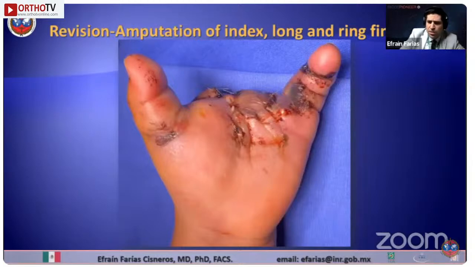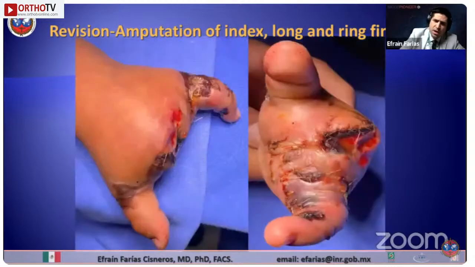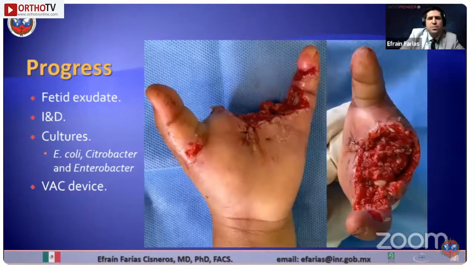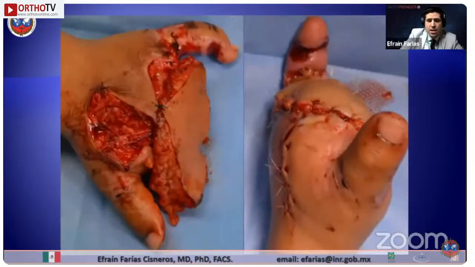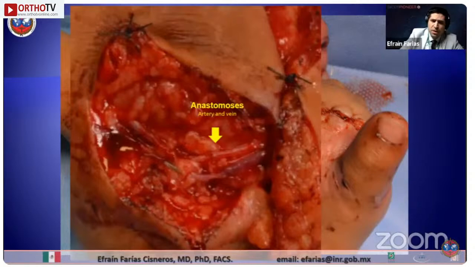An initial revision amputation was performed with primary closure using unhealthy tissue with areas of poor vascularity and the skin under tension, as we can see. The patient progressed with a polymicrobial infection, and after debridement, a vacuum-assisted closure device was placed. After the infection was controlled, a lateral arm flap was used for coverage using the previously described technique. The anastomosis is performed in the dorsal vessels close to the anatomical snuffbox, and we prefer the use of a microscope to perform the anastomosis.